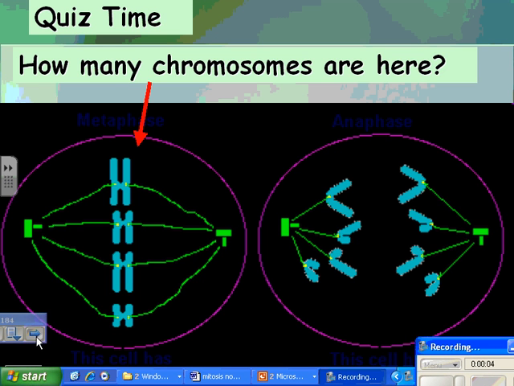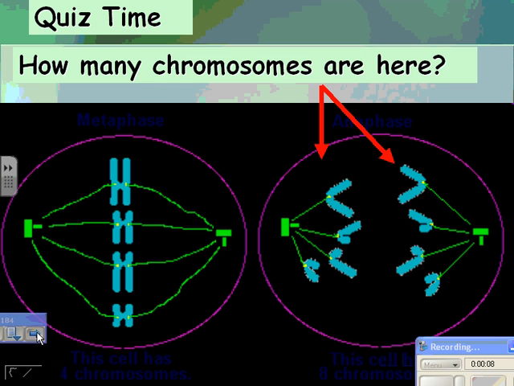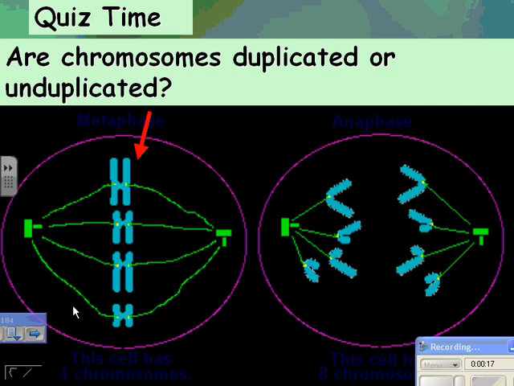Quiz time. How many chromosomes are there here? 1, 2, 3, 4. There's 4. How many chromosomes are here? 1, 2, 3, 4, 5, 6, 7, 8. There's 8. Are chromosomes duplicated or unduplicated? Right here they are duplicated. 4 duplicated chromosomes.